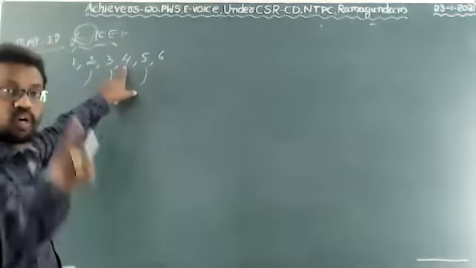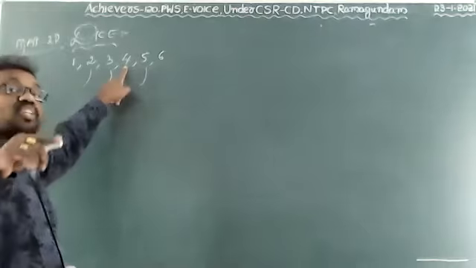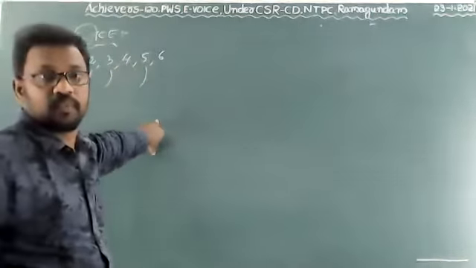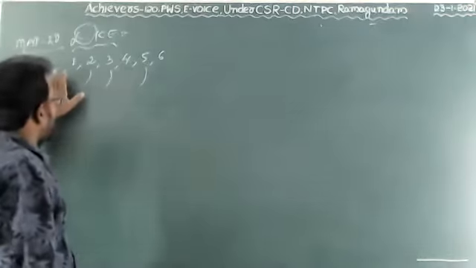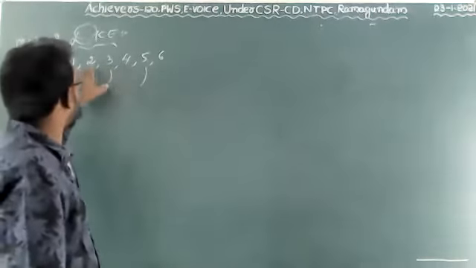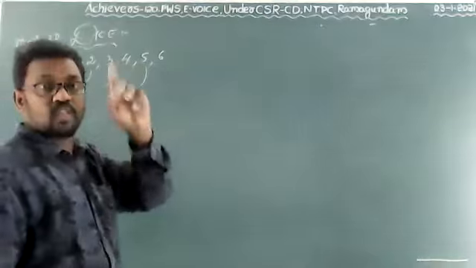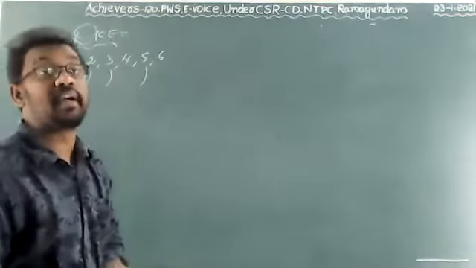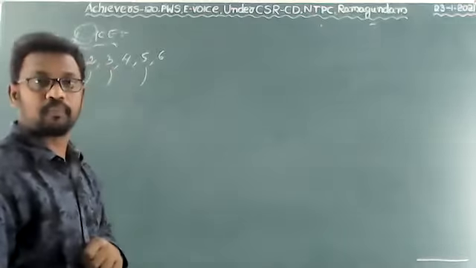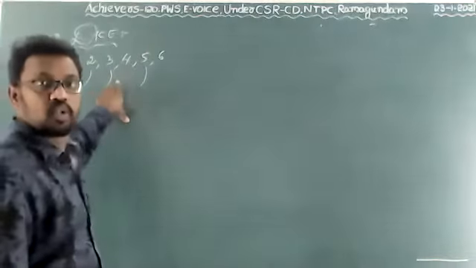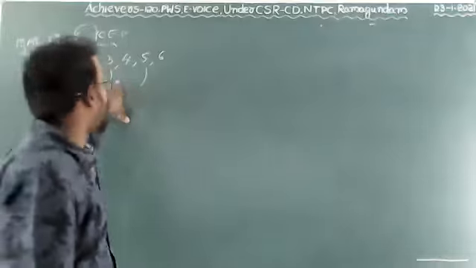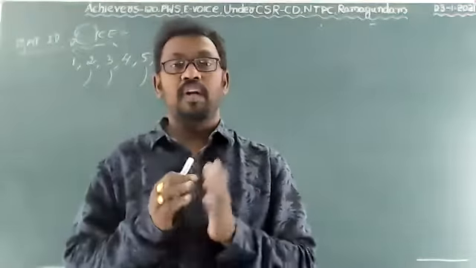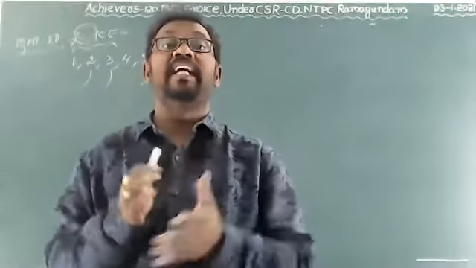What is the probability of getting a multiple of 4? Only 1 by 6, because the total outcomes are 6. What is the probability of getting a multiple of 2? 2, 4, 6, so 3 are there. So 3 by totally 6. 3 by 6 is nothing but 1 by 2, since 3 ones are 3, 2 threes are 6.